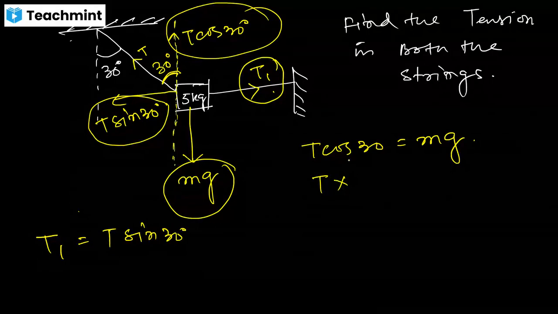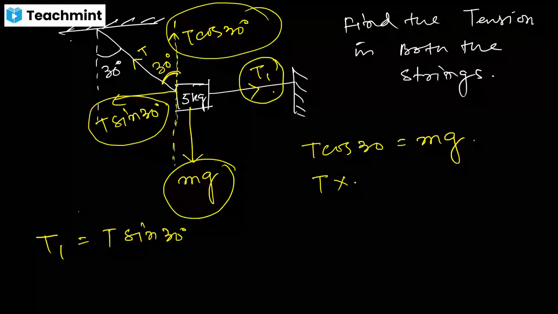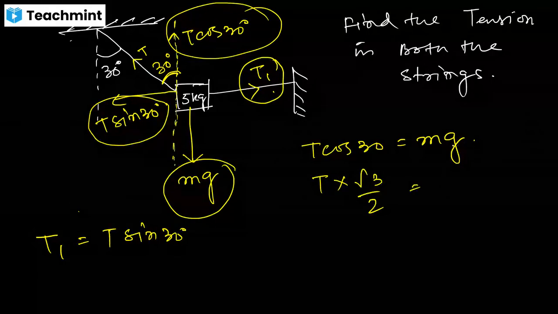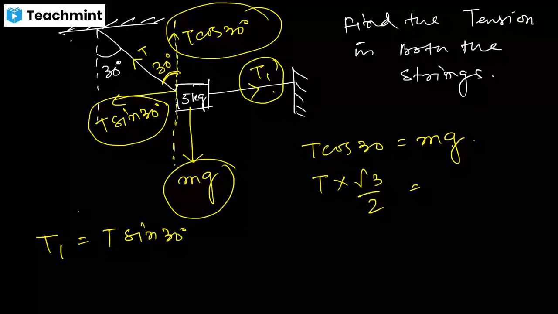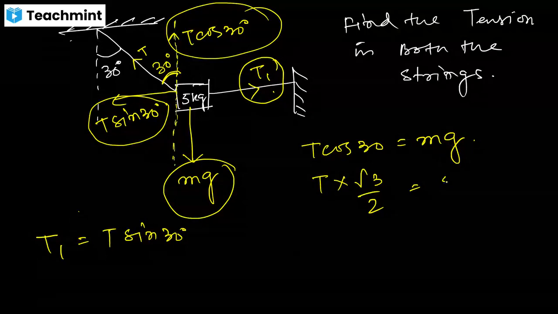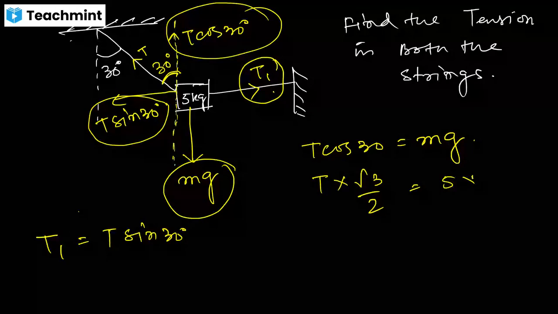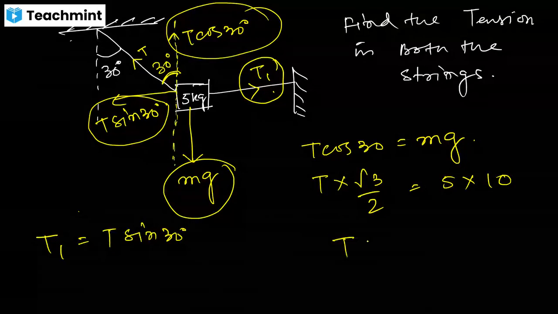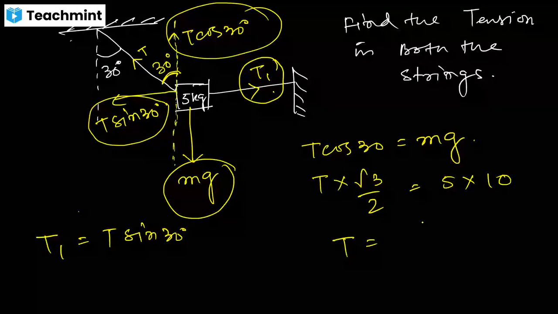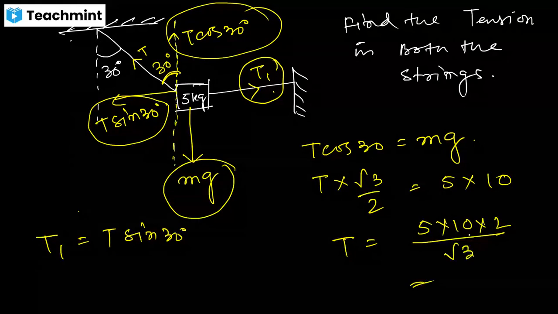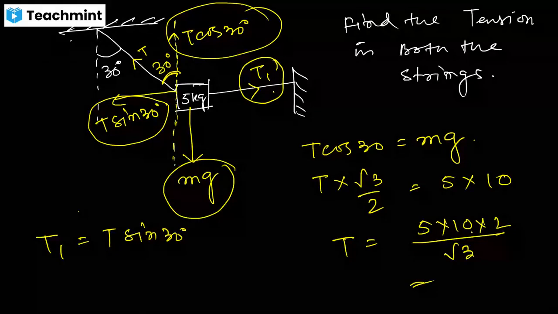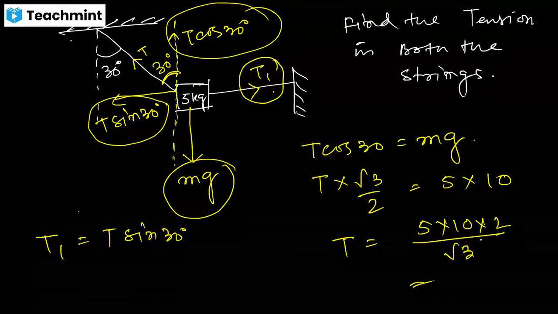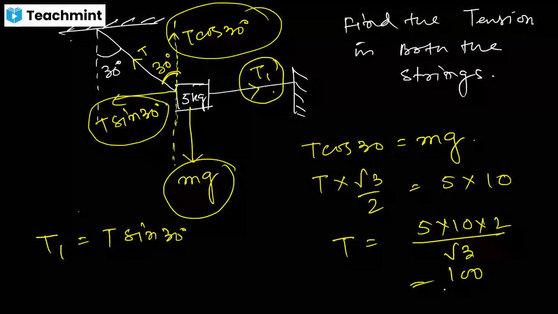Now cos 30 is having the value of root 3 by 2. If the gravitational acceleration is not provided, assume it is 10 meter per second square. Mass of the object is 5 kg, so it will be 5 into 10. So now what should be the value of T? It will be 5 into 10 into 2 divided by root 3. So 5 tens are 50, this is 100 divided by root 3, that much Newton.